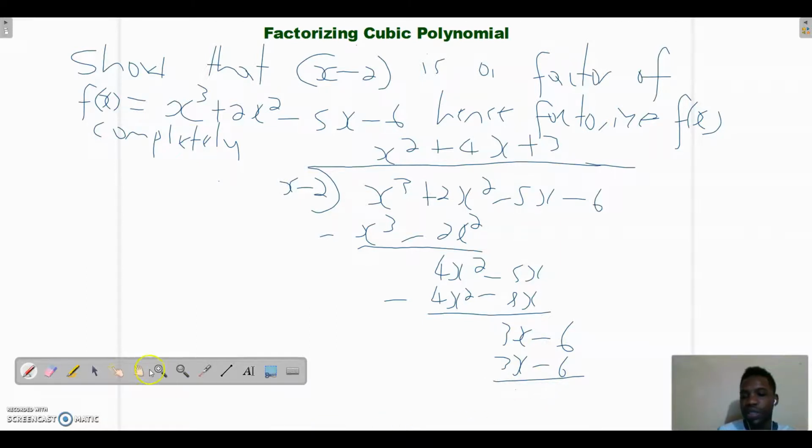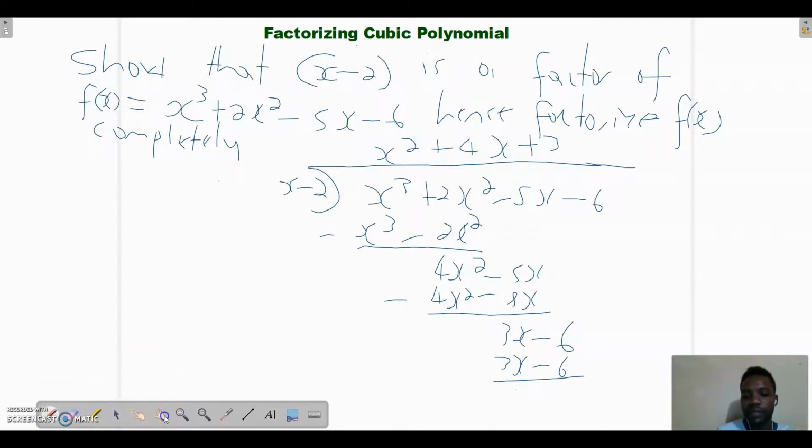Now, notice one indicator is that you don't have a remainder, because when you divide by a factor, you cannot have a remainder. Alright? So we can now say that f of x is actually equal to x minus 2 times this quadratic factor, which is x squared plus 4x plus 3. But since this is quadratic, it means that this is incomplete factorization.